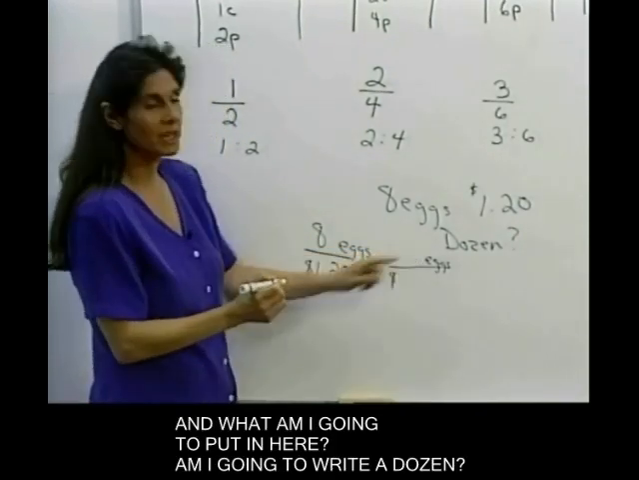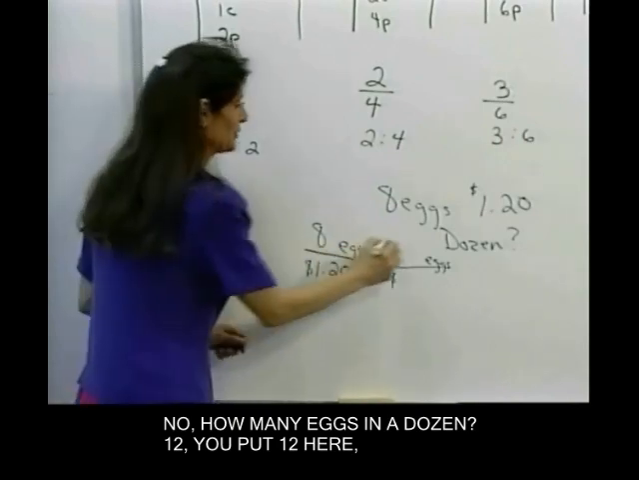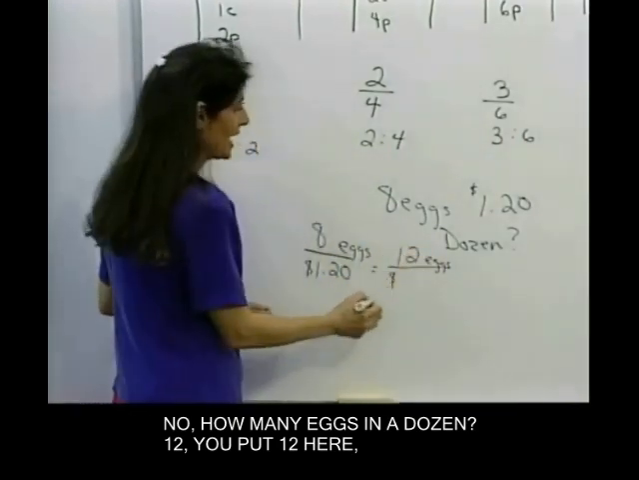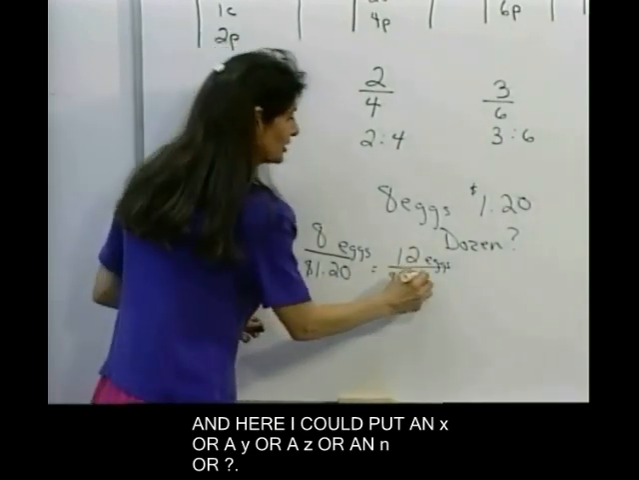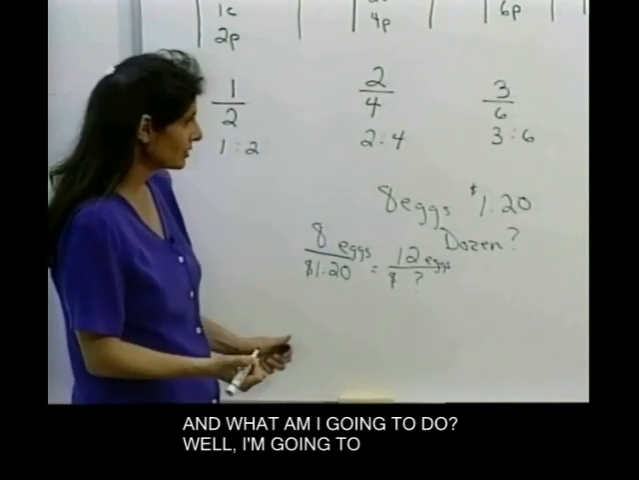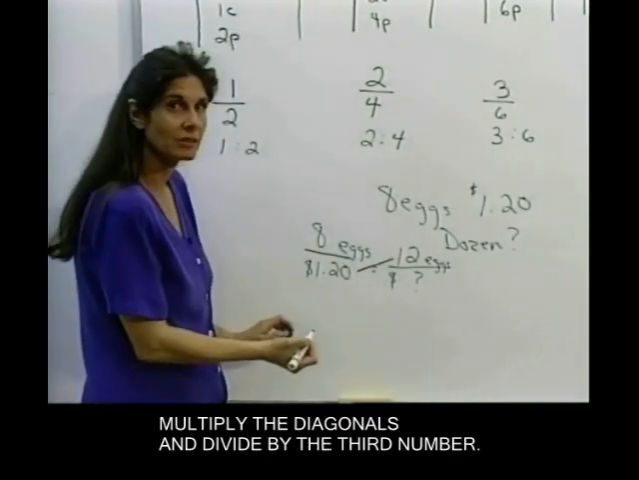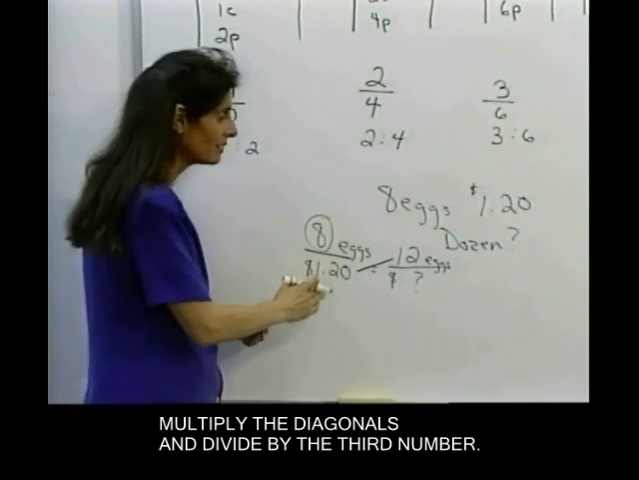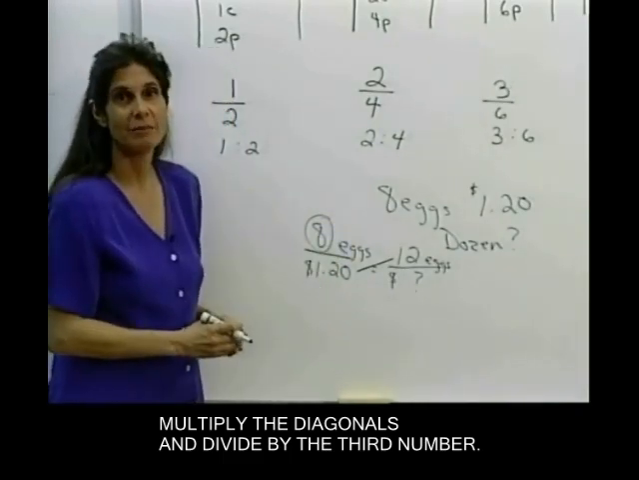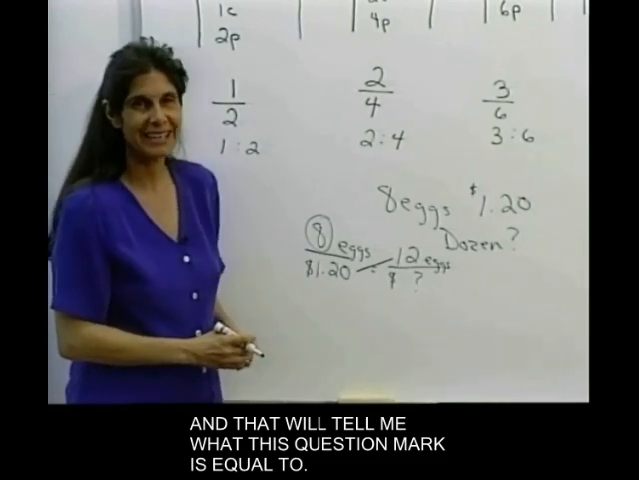And what am I going to put in here? Am I going to write a dozen? No, how many eggs in a dozen? 12. I'm going to put 12 here, and here I could put an X or a Y or a Z or an N or a question mark. And what am I going to do? Well, I'm going to multiply the diagonals and divide by the third number. And that will tell me what this question mark is equal to.